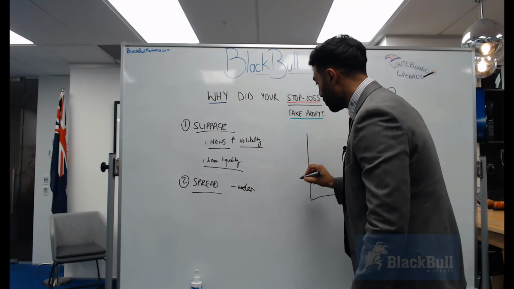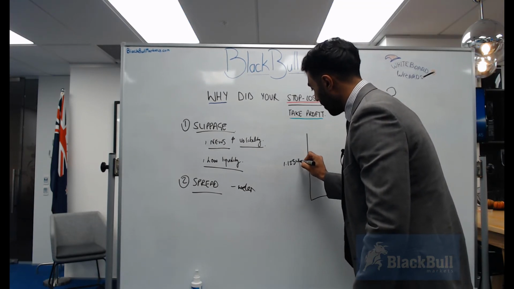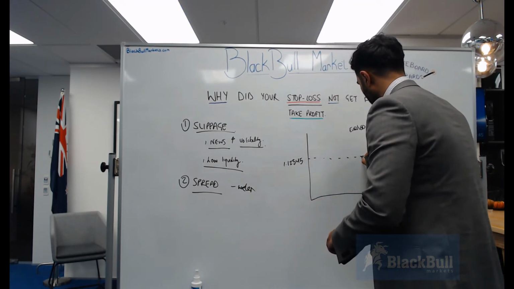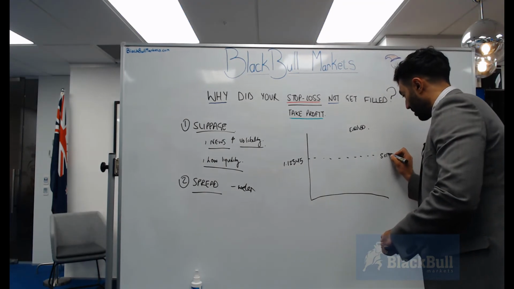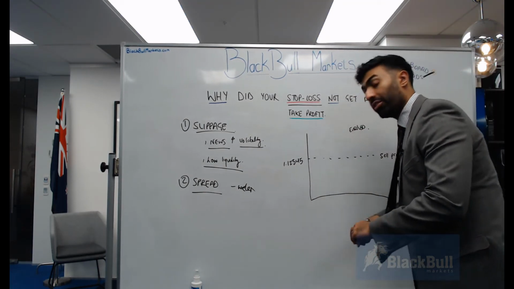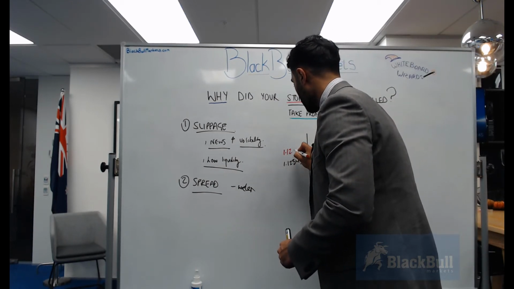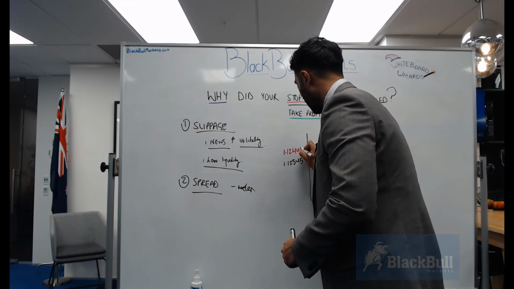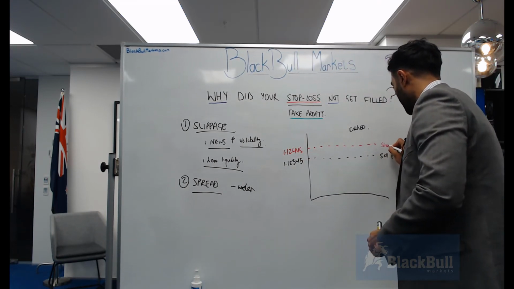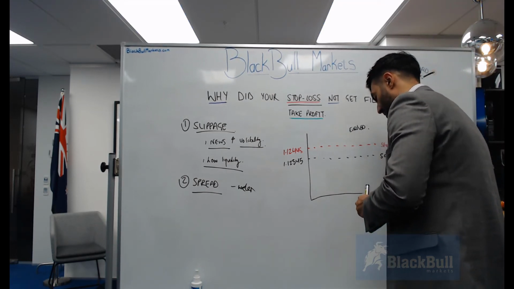And you've chosen to sell the market at 1.12345. That's your sell price. You have a stop loss inputted above that, 10 pips higher, at 1.12445. And this is the stop loss that you've entered in as the trade's been ticking along.